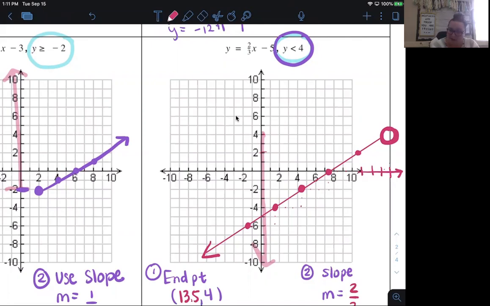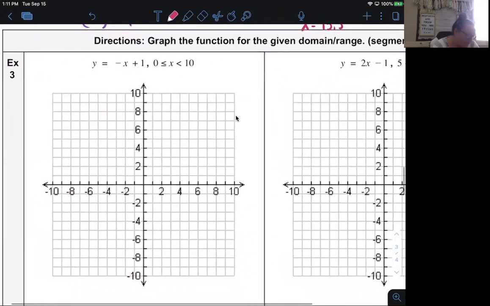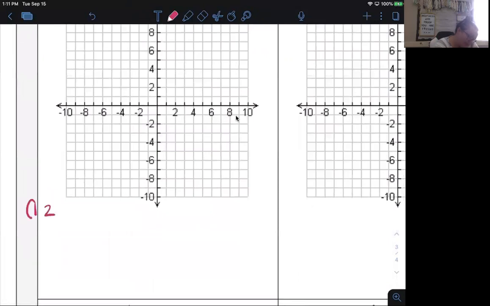All right, let's move on to graphing segments. So when I graph a segment, the difference is that I'm going to have 2 endpoints. So that means I have 2 restrictions on either the domain or range. So as you can see for this graph, x has to be greater than or equal to 0 and less than 10. So that gives us two restrictions for x. It has to be greater than or equal to 0. It also has to be less than 10. So we're going to find two endpoints for our segment. And then we're also going to use our slope still.